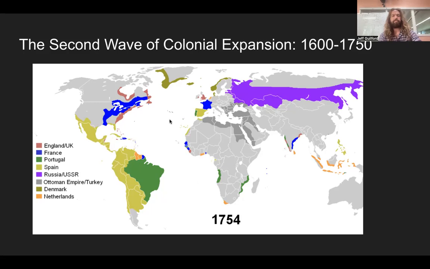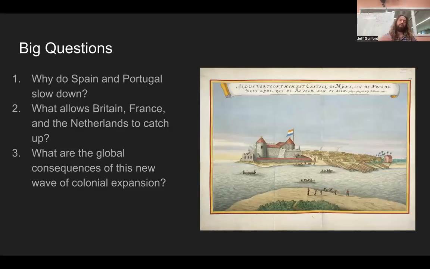All right, here we go. So some big questions to think about is, one, why do Spain and Portugal slow down? They were way ahead at first, but during this 150-year period from 1600 to 1750, Spain and Portugal slow down while France, Britain, and the Netherlands catch up, and by the end of this time period, clearly surpass Spain and Portugal as the new major powers in the colonial game. So that's question number 2. I anticipated it. And then 3 is, what are the big consequences of this new wave of colonial expansion? These are questions that we'll be engaging with throughout this unit, especially this third one.